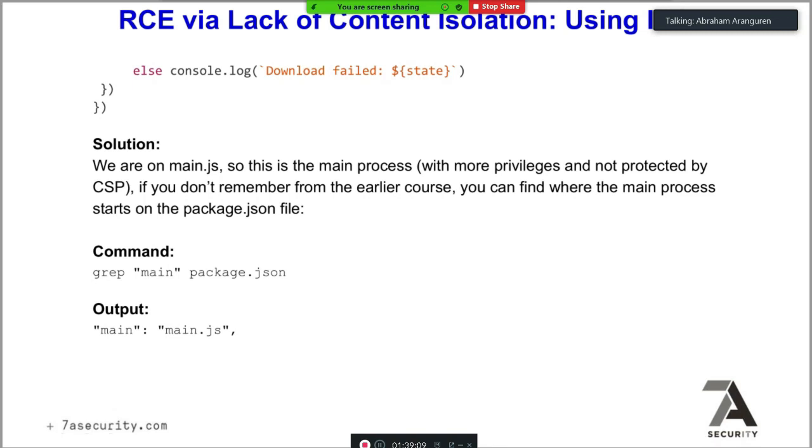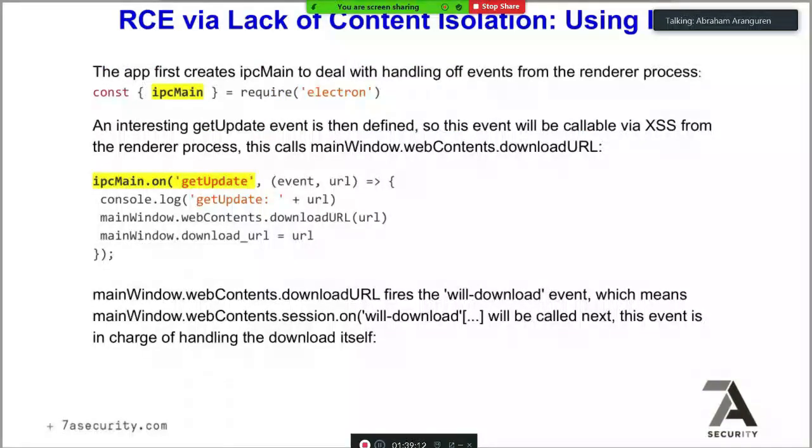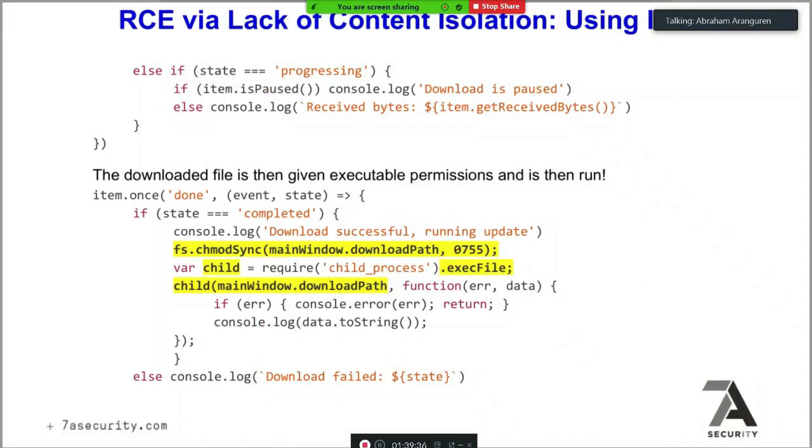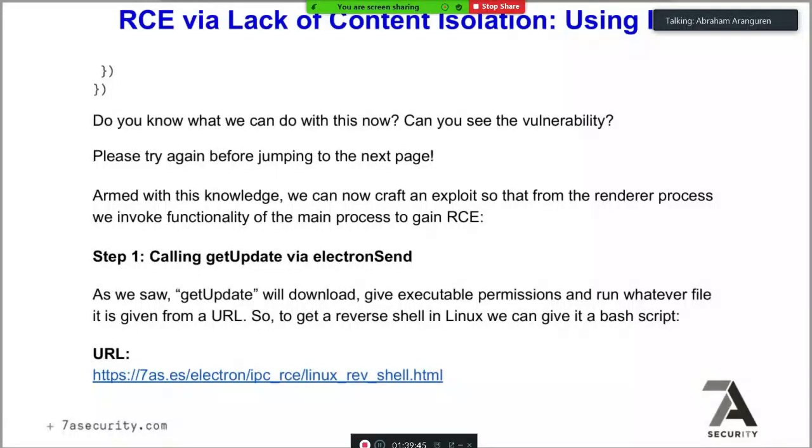You would normally look for the main section of package.json, then that will lead you to see that IPC main is there, that there's a get update event, there's a will download event, using the file name from the URL, right? So we control the file name and the extension of the file, very important for exploiting this. So it will be downloaded there. And then here we have assignment of executable permissions, and then it just executes the file and all that, right? So this can lead to XSS, and we have how to exploit this here.